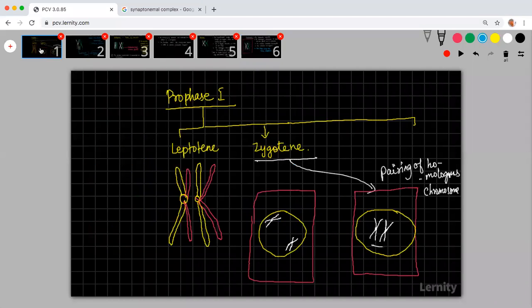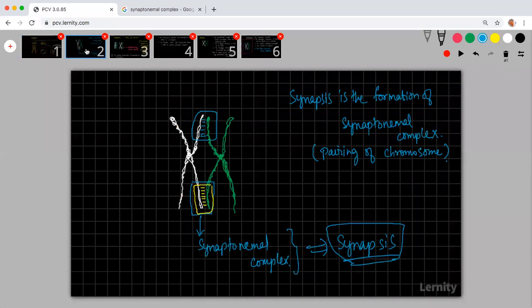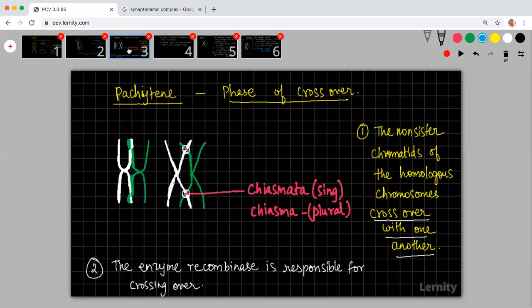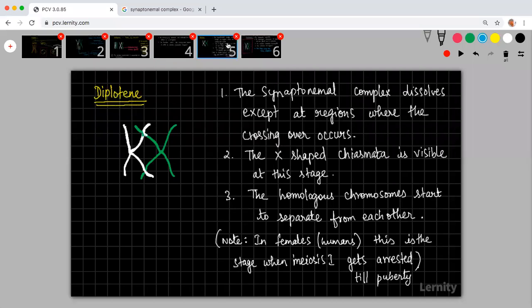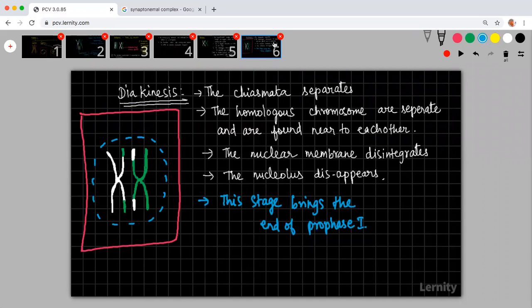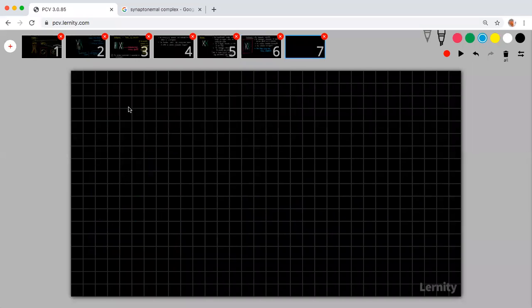First slide. Okay, first slide. Second slide. Third slide. Fourth slide. Fifth slide. Sixth slide. Okay, with this, the prophase is over. So now let us move on. We'll go on to metaphase 1. So how will metaphase 1 happen?